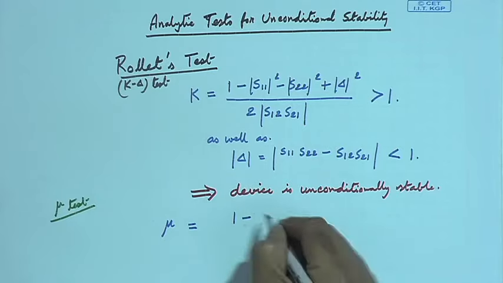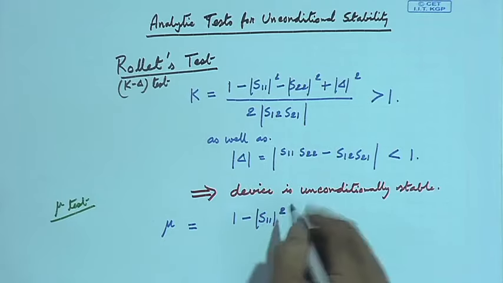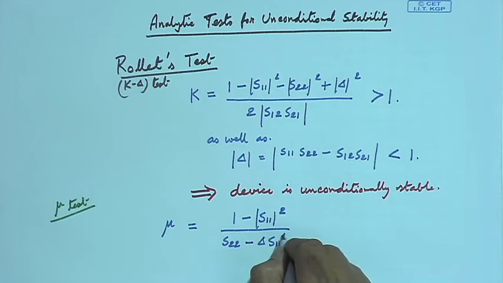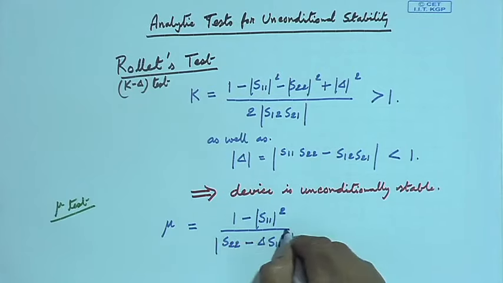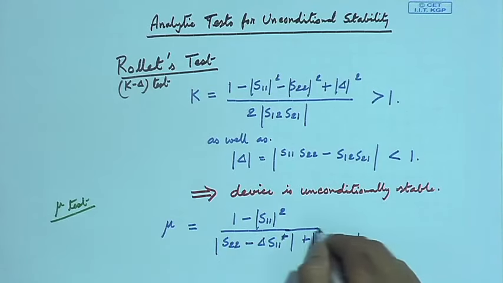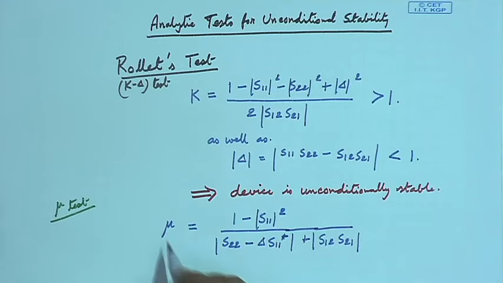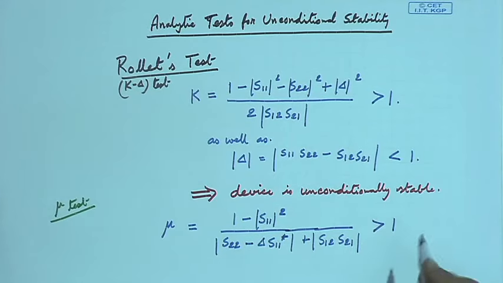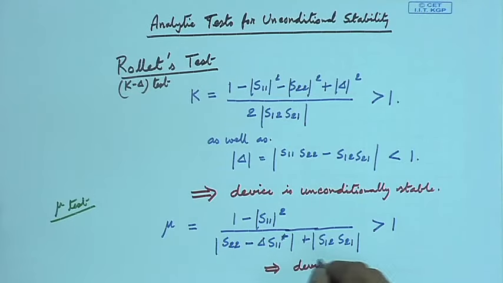Mu is given by 1 minus S11 squared, divided by the magnitude of S22 minus delta S11 star, plus the magnitude of S12 S21. So, this mu is given by this, and here also this is a real number, and if this is greater than 1, then we can again say that the device is unconditionally stable.